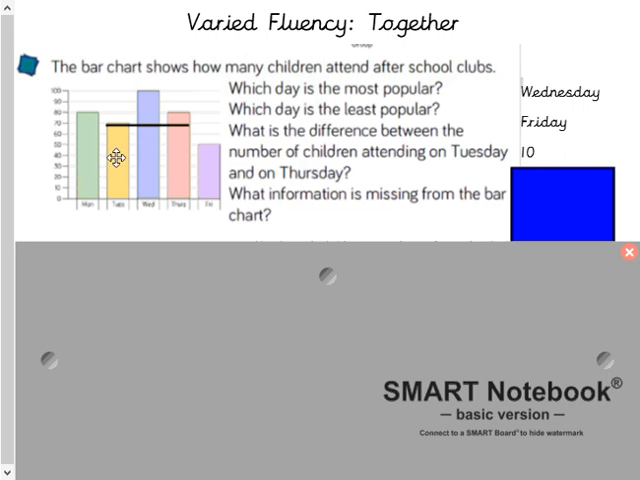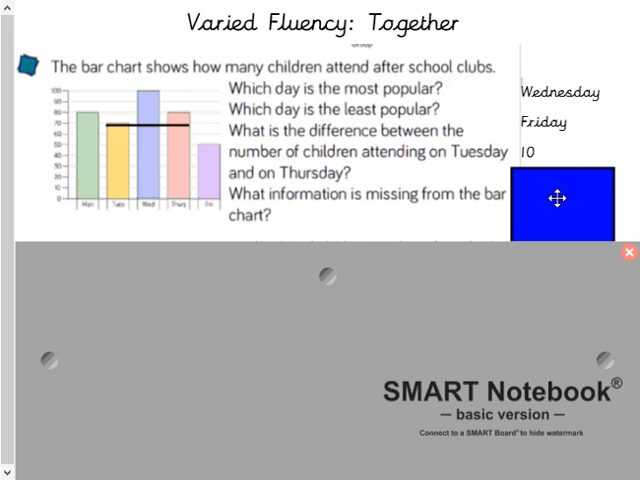I like to draw a bar across from the 2 pieces of information we are finding the difference between, and I only have to count up this part here. And the difference between 70 and 80 is, of course, 10. So there's 2 ways to do that.